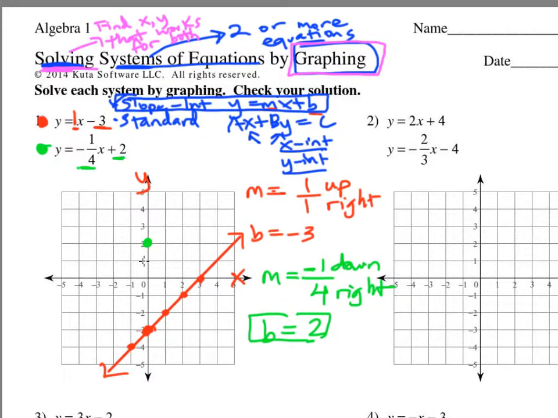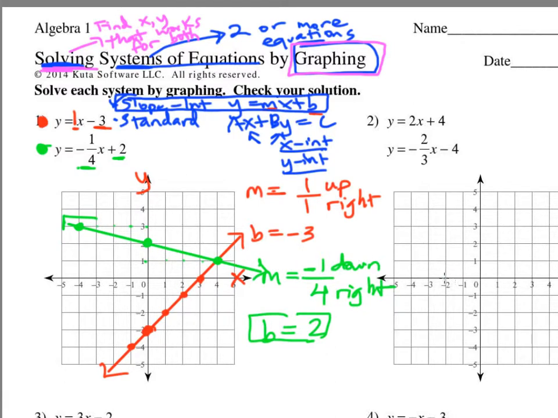We're going to go down 1, right 1, 2, 3, 4. Down 1, right 4. I'm off the screen. So instead of going down 1, right 4, let's go up 1, left 4. 1, 2, 3, 4. If that doesn't work, we'll go up 1, left 4, up 1, left 4. And let's go ahead and draw our line in. Okay, draw the arrows.